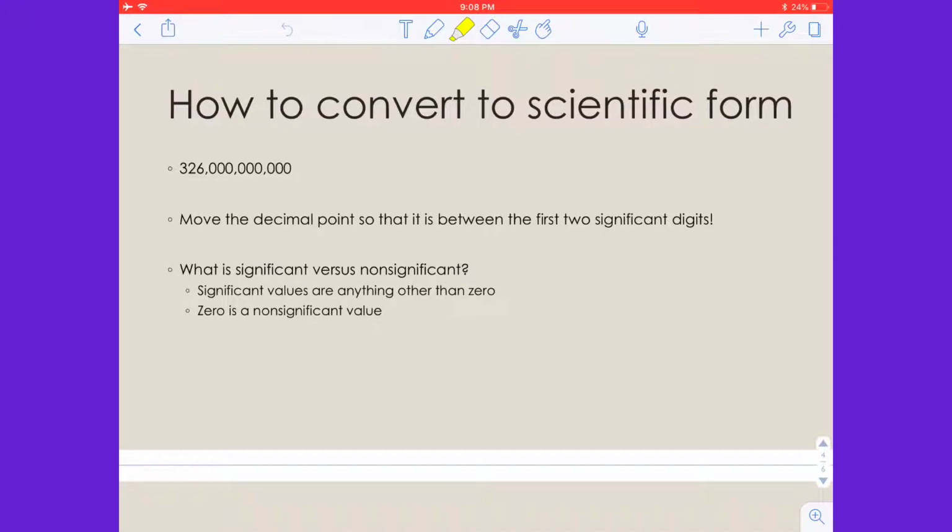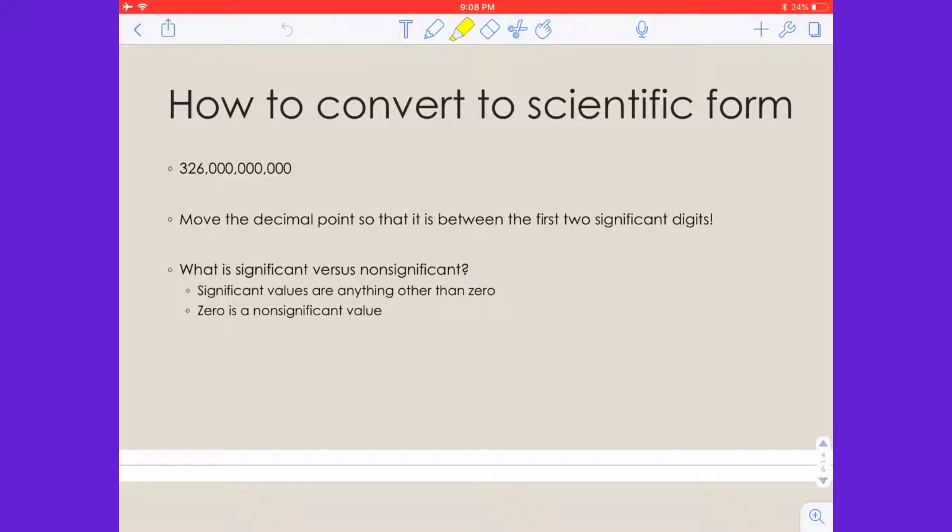So how to convert to scientific notation. You see this value here. This is 326 billion. And it says move the decimal point so that it is between the first 2 significant digits. Again, remember that means have a number, decimal, and then all the non-zero numbers after that. So if I count up the number of zeros that I have, they're 1, 2, 3, 4, 5, 6, 7, 8, 9. So I have 9 zeros. And zeros are considered non-significant values. So I know that I'm moving the decimal place at least 9. But I want it between the first 2 significant digits.